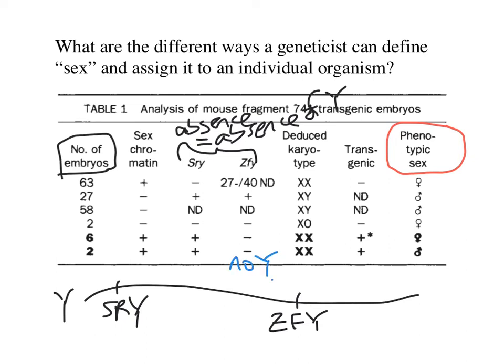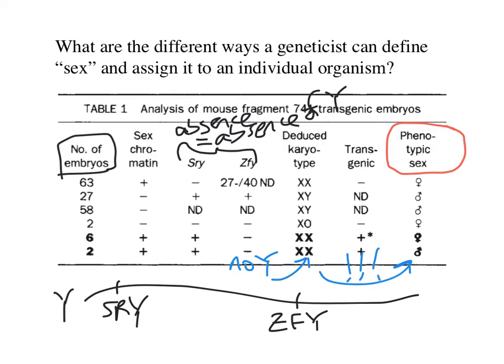So, no Y, therefore XX, but exclamation point, exclamation point, exclamation point, an XX mouse with SRY develops as a phenotypic male. Two of them. So of the 741 transgenic embryos that they injected SRY into, two developed as phenotypic males, but they had 2 X chromosomes. Did the study talk about any that developed both? Not that I saw. Okay, that's interesting.